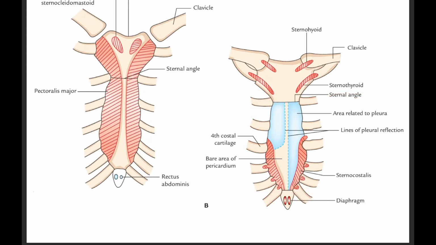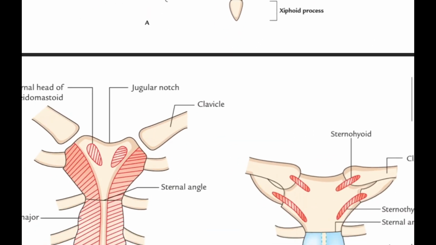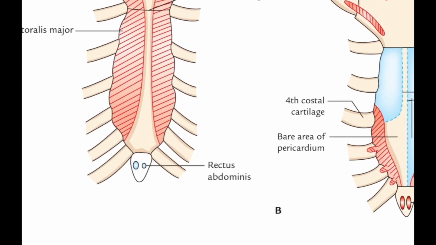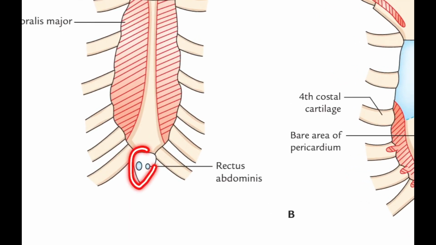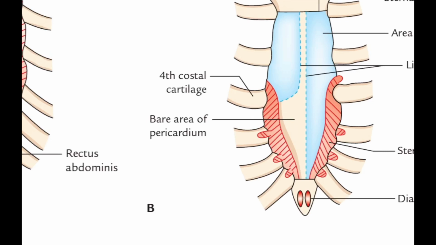Let's discuss the xiphoid process. It is also known as the metasternum. It is the lowest and smallest part of the sternum. It varies greatly in size and shape. Its anterior surface provides insertion to the rectus abdominis muscle, and the posterior surface gives origin to the diaphragmatic fibers here.